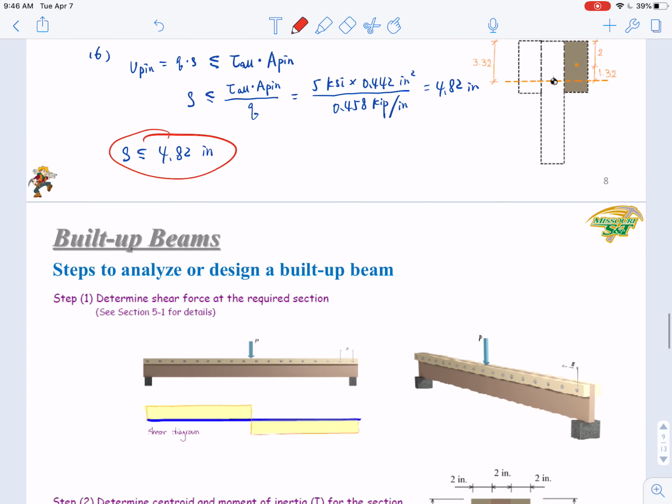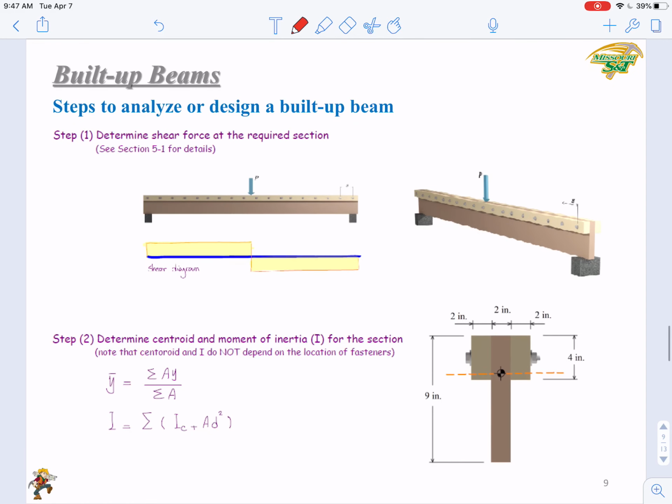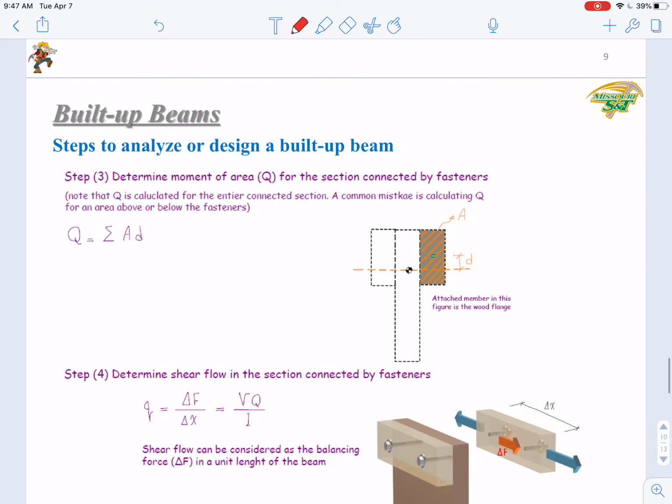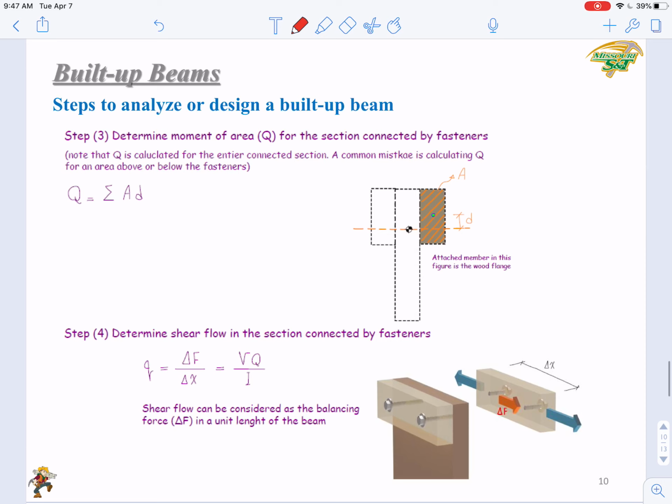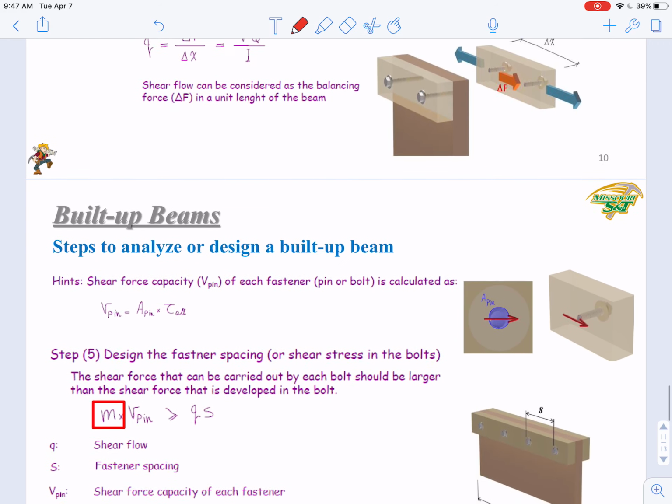Okay. So through this lead-in example, we can summarize the steps, the algorithm, to analyze or design a built-up beam. The first several steps are totally the same. Step 1, determine the V at the required section. Step 2, determine Y bar and I. Step 3, determine Q. Step 4, determine shear flow in the section connected by the bolts. These are the familiar steps. We already know these equations.